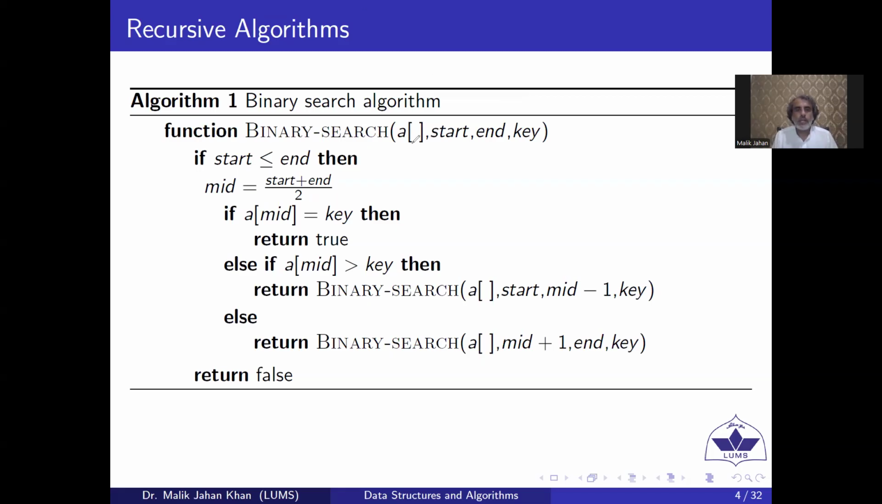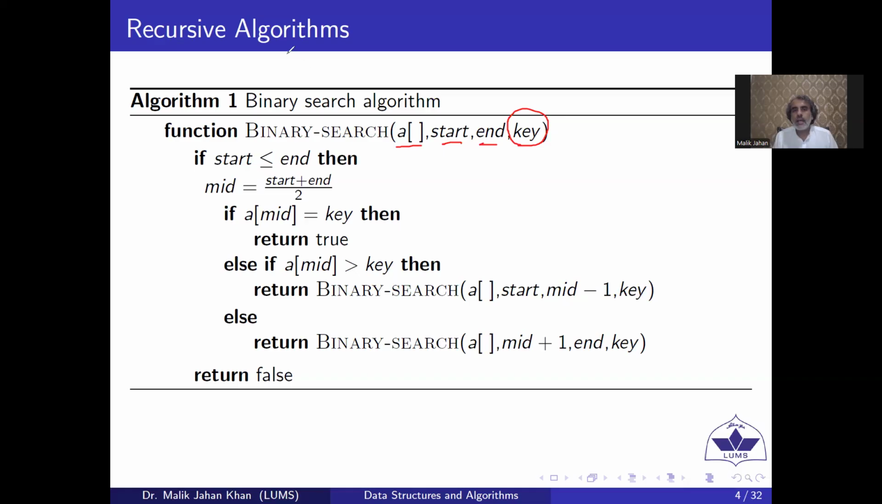So what we assume over here is that the function or the method which we are defining is being passed these four parameters. One is an array of numbers. The other one is the start index of the array. Then we have the end index of the array, and then a key is being passed. So key is the element which we are interested in locating inside the array A.